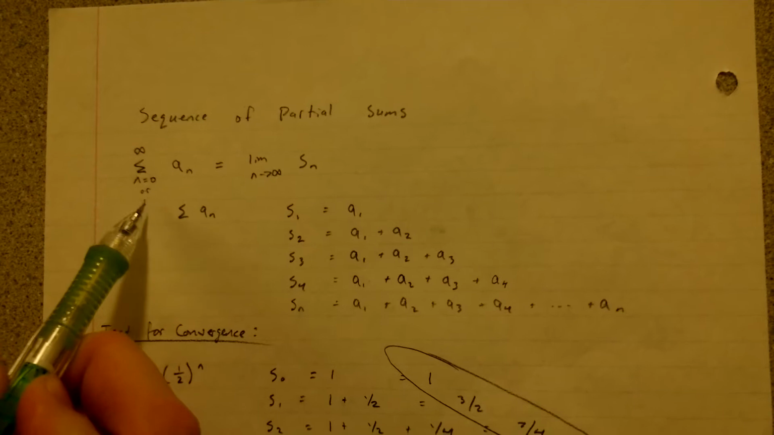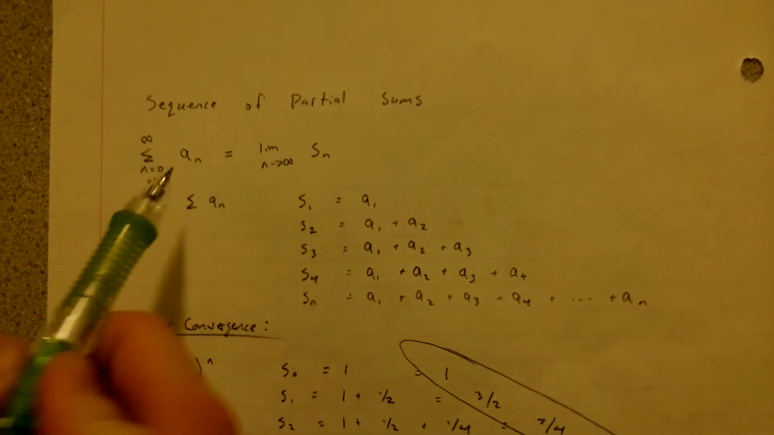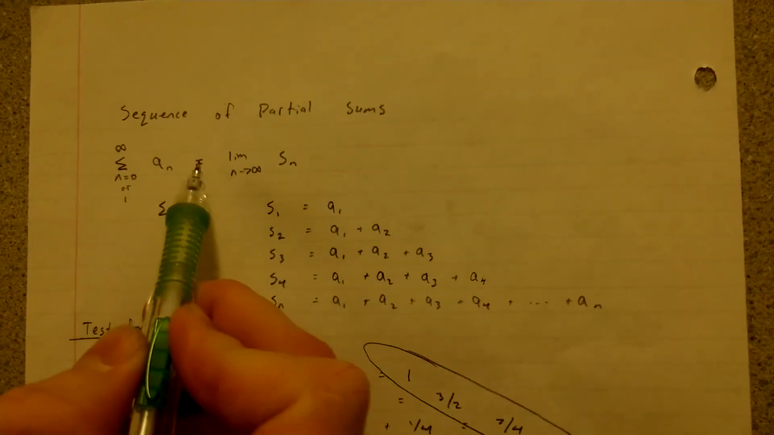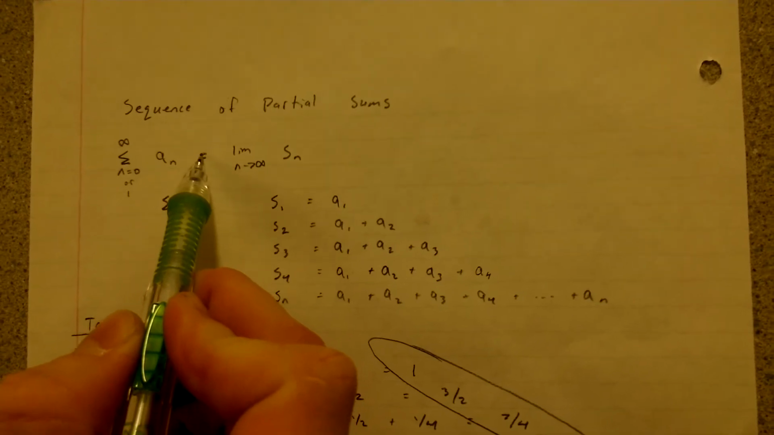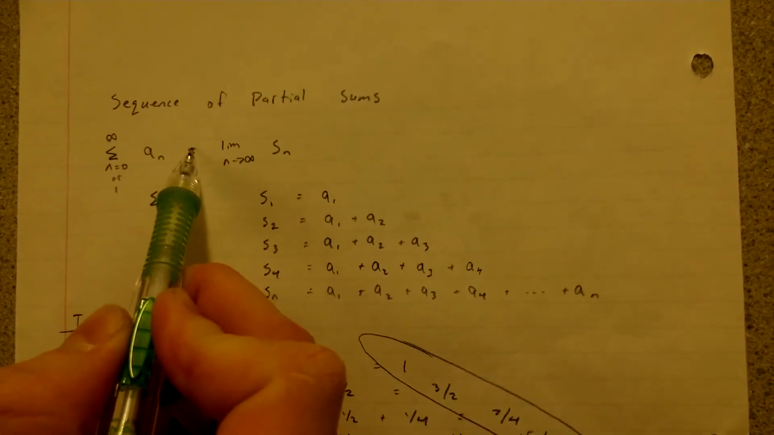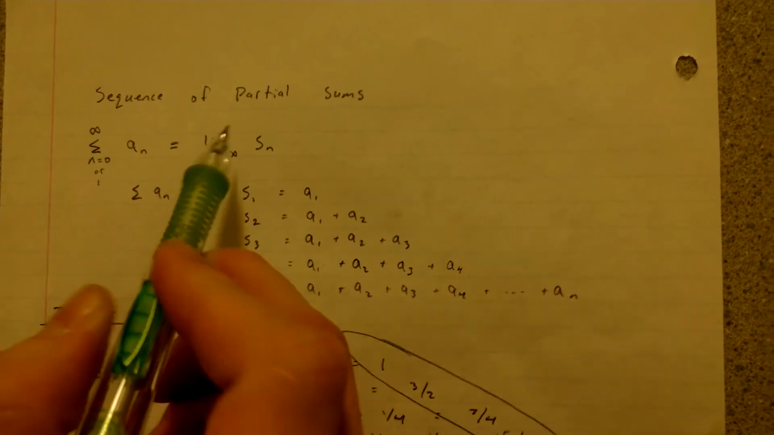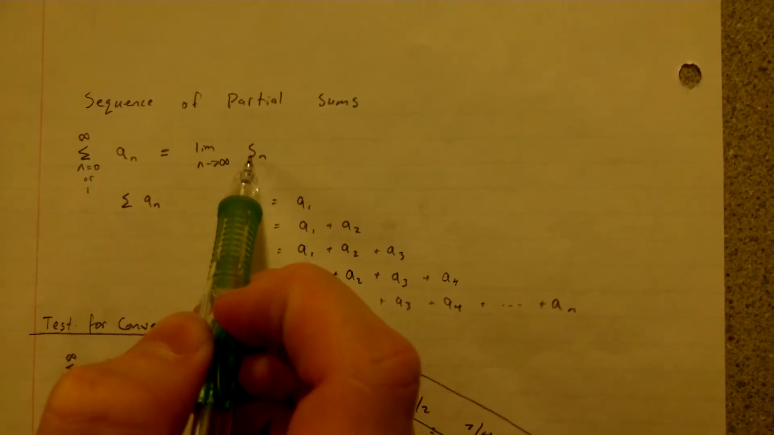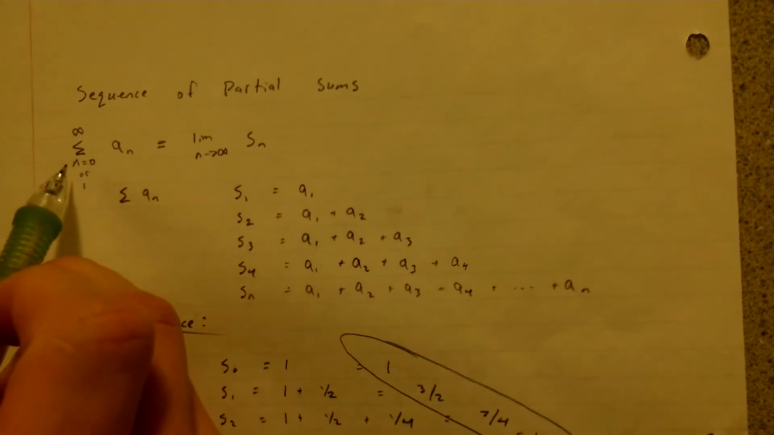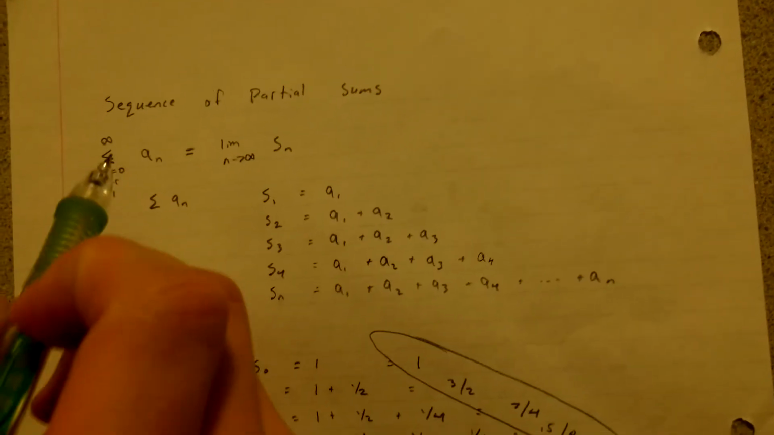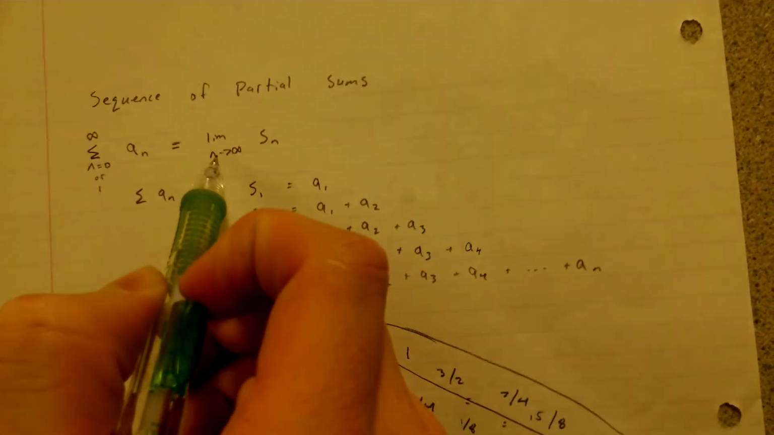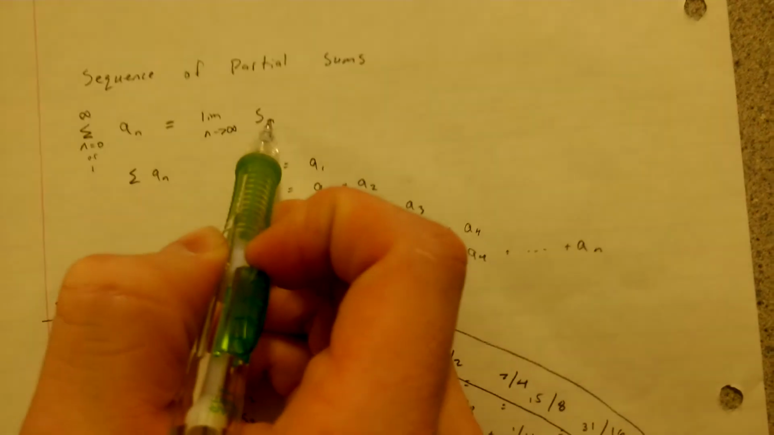I'm going to do the sequence of partial sums, and basically what it says is if you have an infinite sequence a sub n, starting at either 0 or 1, it doesn't matter, but going to infinity, then it will either converge or diverge depending on what the partial sum does. So you can say that the sequence of partial sums will be equal to the limit as n approaches infinity of s sub n.